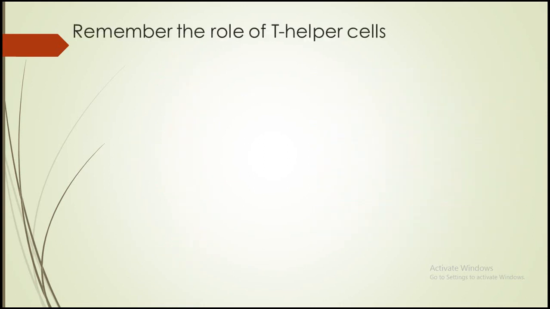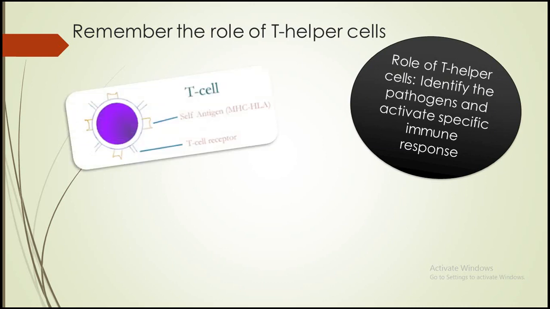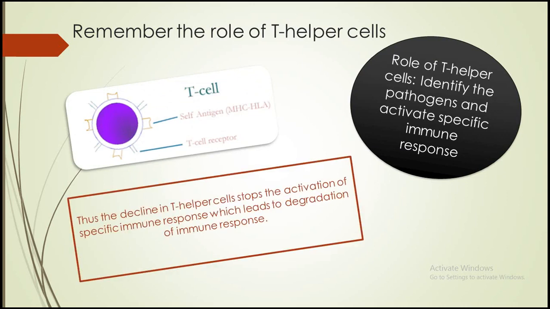Here we should remember the role, or the function, of T helper cells. Don't forget, T helper cells identify the pathogens and activate specific immune response. So the infection of T helper cells with HIV virus leads to their destruction and the decrease in the number of T cells. As a result, the decline in T helper cells stops the activation of specific immune response, which leads to degradation of immune responses.